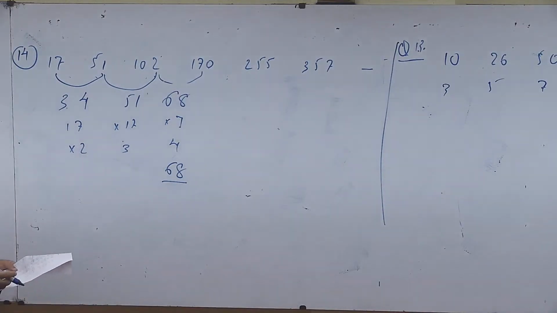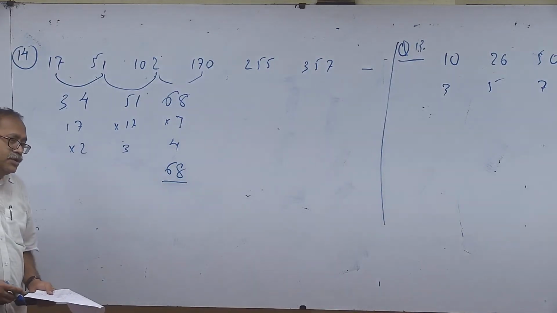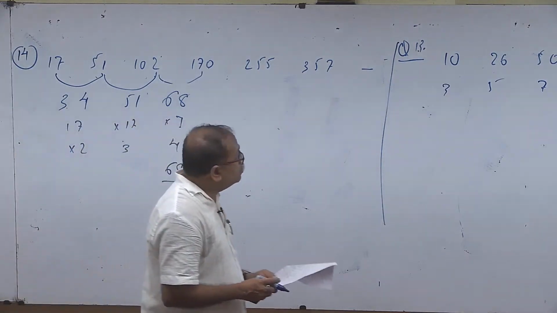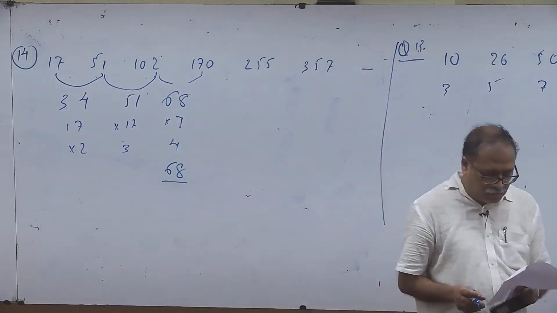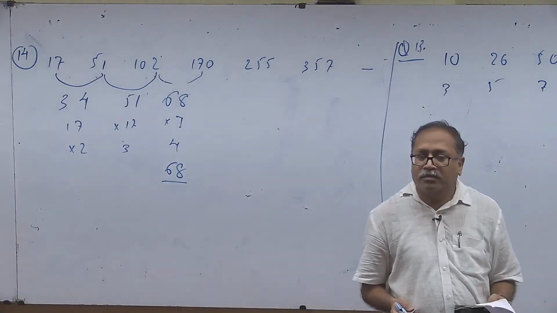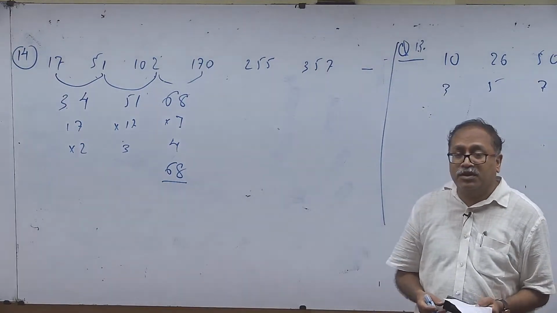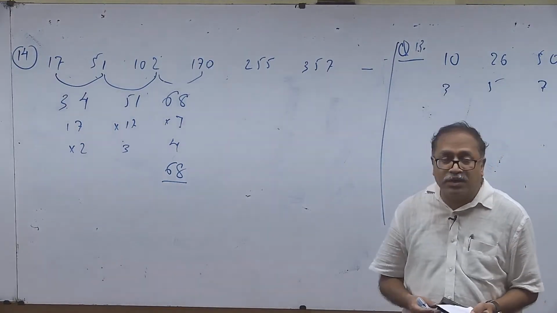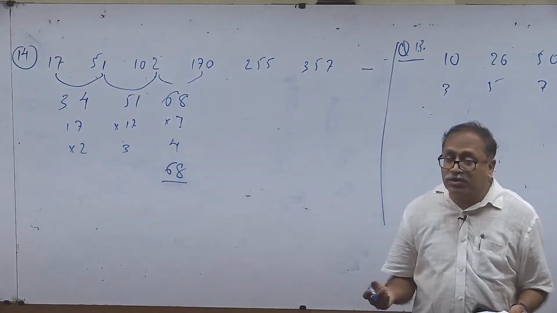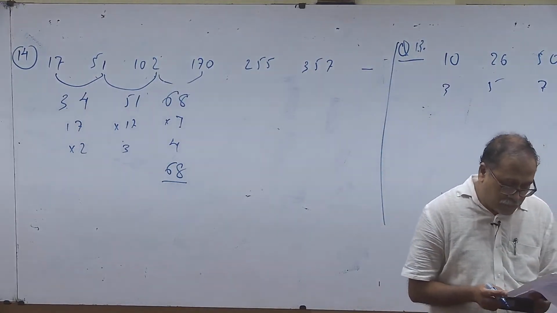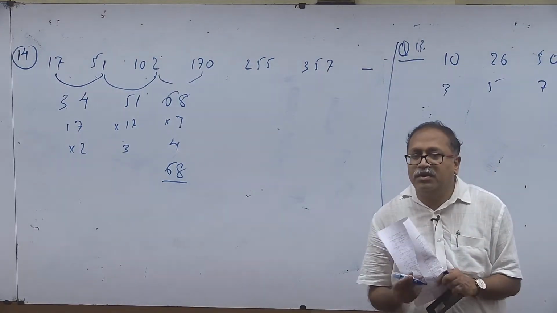You got it? Right? So all are 17 multiples. 17 into 2, 17 into 3, or the difference is 17, 17. You can call it in the other way. So what's your answer? The difference is 17, 17. 34 plus 17, 51 plus 17, 68 plus 17, and so on and so forth. How much? 476.